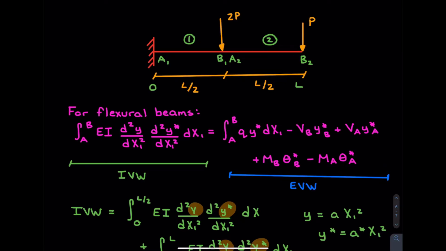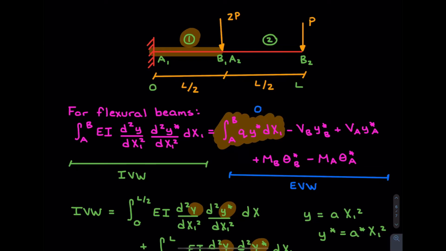So I'm just going to go through and look at region number 1 first. That's the region here spanning from A1 all the way to B1. If we look at the first term of the external virtual work, it's basically the integral of the distributed load. Now, if we look here, we have no distributed load between A1 and B1. Therefore, we know that this is going to be 0.